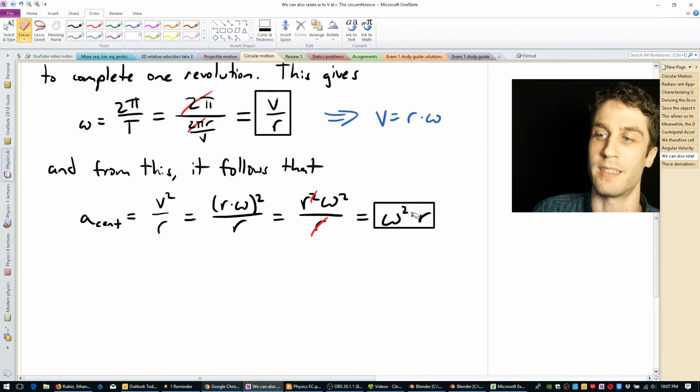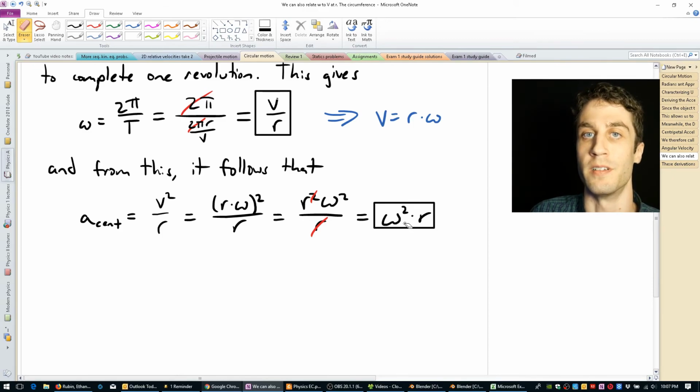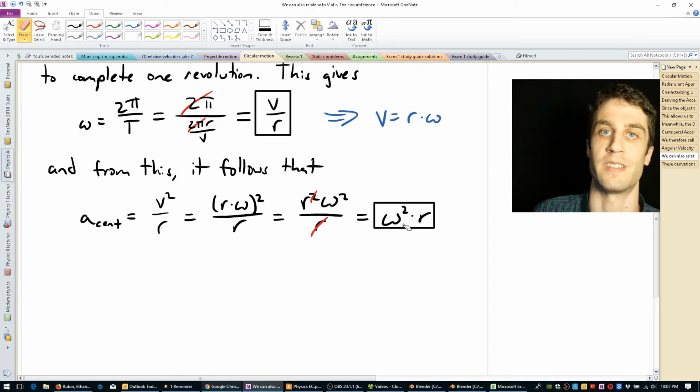Again, the direction is still inward towards the center of the circle, never outwards. If you think it's outwards, it's because you're using a bad coordinate system. And I'll have a lot to say about that when we cover Newton's first law of motion.